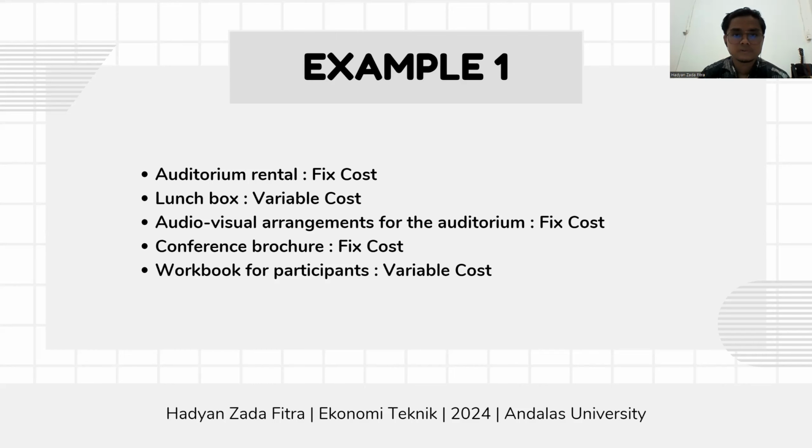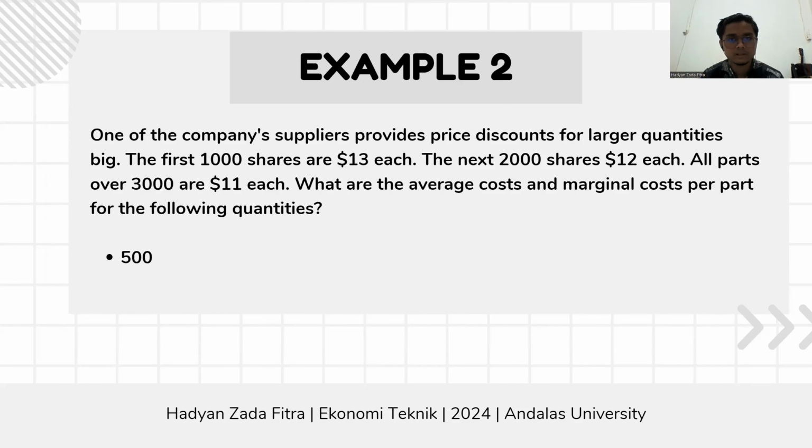So next, we have example 2. In example 2, the problem is that one of the company's suppliers provides a price discount for large quantities. The first 1,000 parts are $13 each. The next 2,000 parts are $12 each. All parts over 3,000 are $11 each. What are the average costs and marginal costs per part for the following quantities?